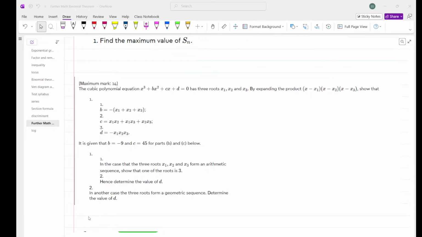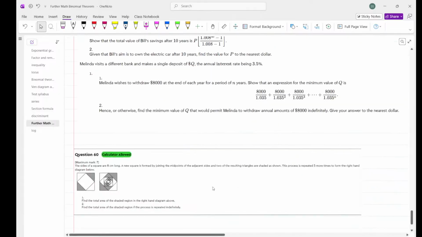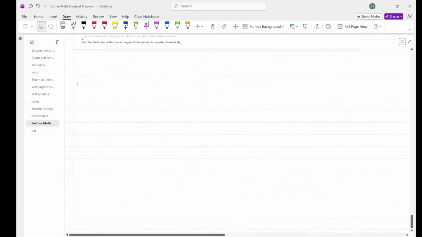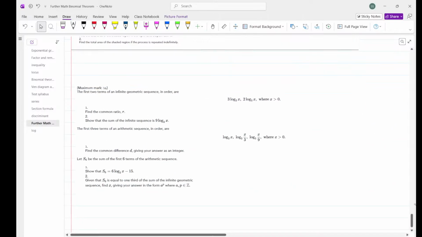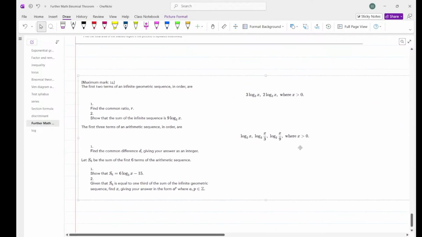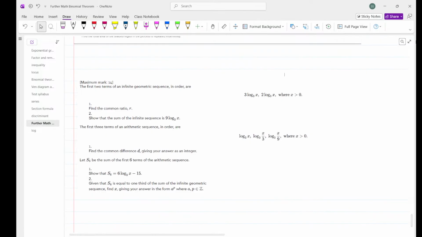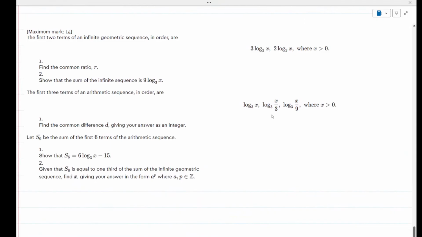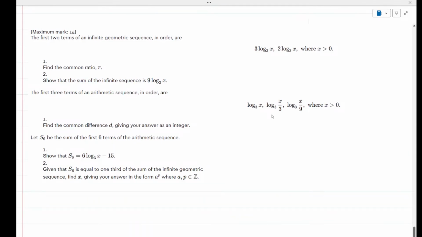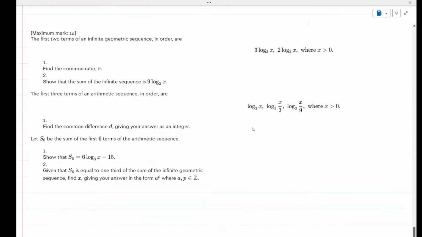Wait, just hold on. The only question I'm getting on logs is about change of base. Mainly that, the hard ones, because I am including this log with your sequence. Will it be useful? I don't know if it needs the change of base or not, but this is the mix-up question of your sequence and the log. The first two terms of an infinite geometric series in order are, okay, find the common ratio.